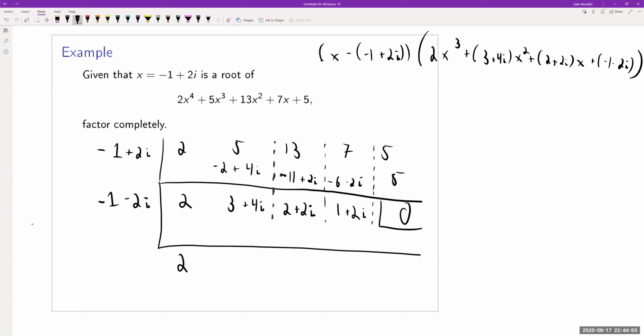Multiplying here, that'll end up being negative 2 minus 4i. That gives me 3 minus 2 is going to be 1. So then I will have negative 1 minus 2i. That will give me a 1. And then so negative 1 minus 2i gave me that 0 that I expected.